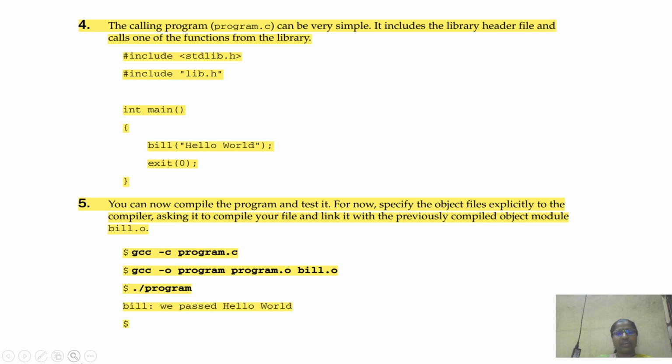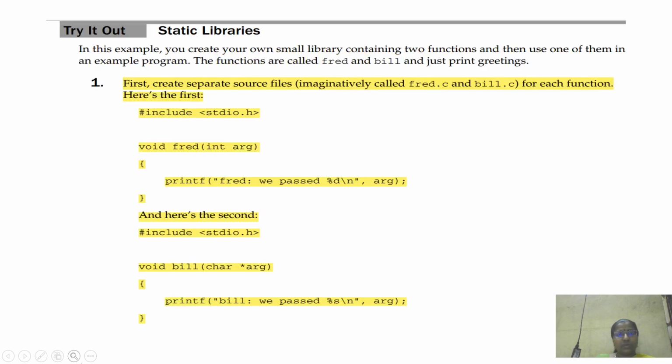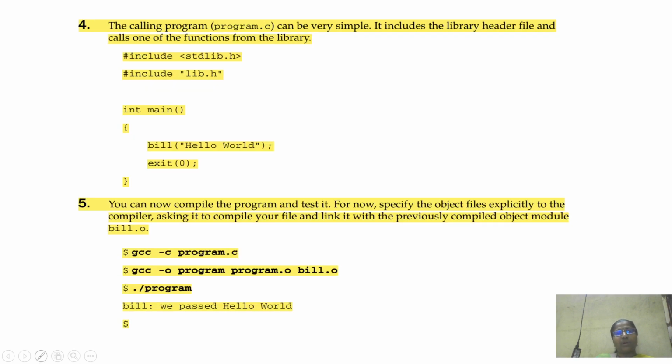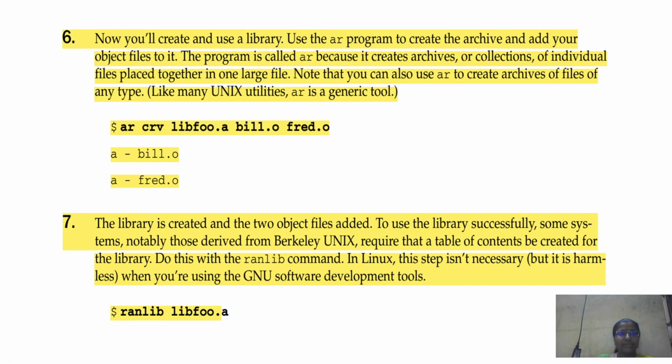This is how you create your own small library containing two functions. Your own small library is lib.h. The functions it has are bill.o and fred.o. Now you are calling one of the functions, bill, from your main program and making the program executable. You are compiling, linking, and then running the object file under the root directory. So you are getting the output. This is what you are creating.